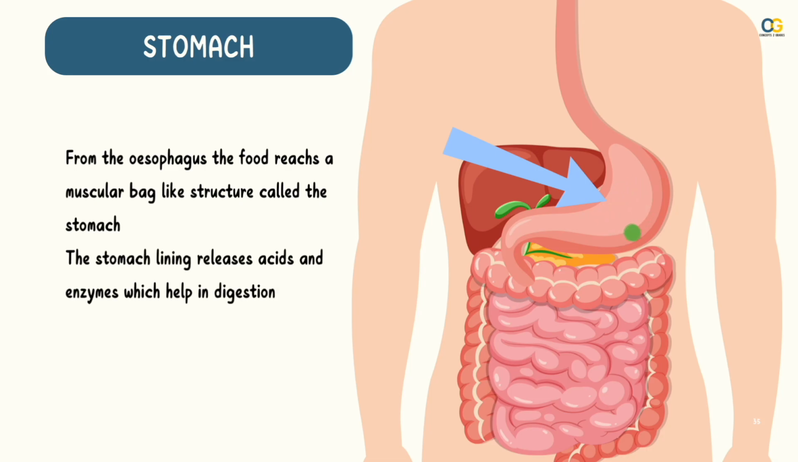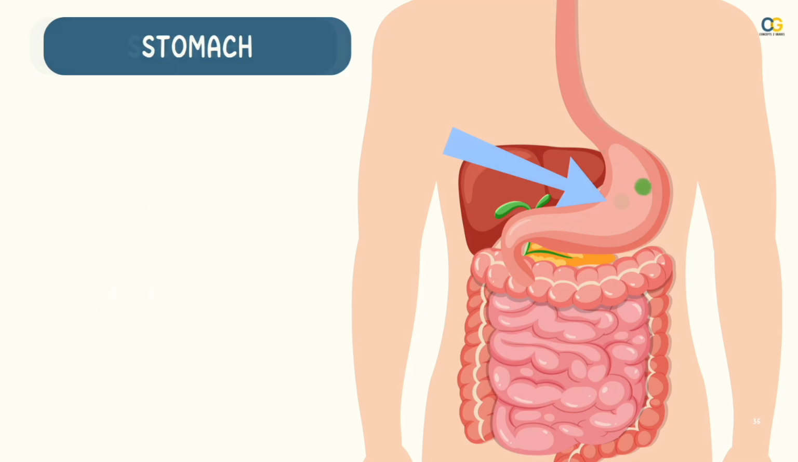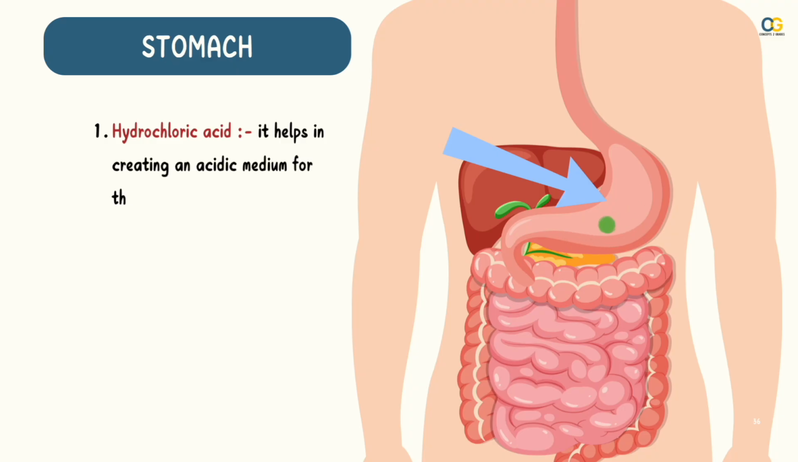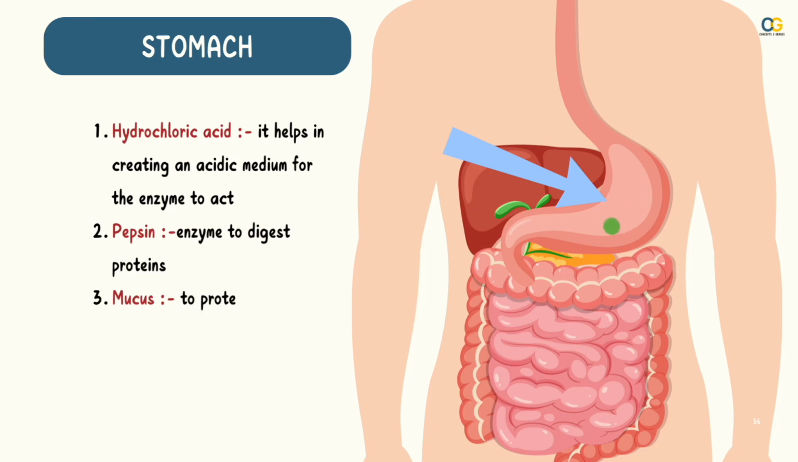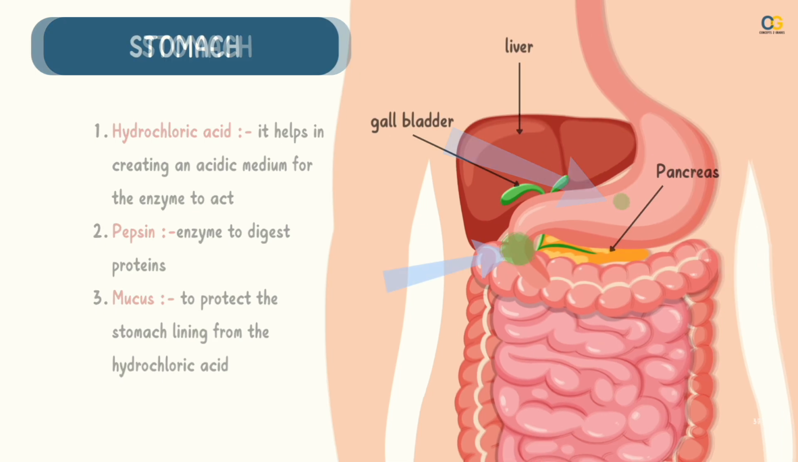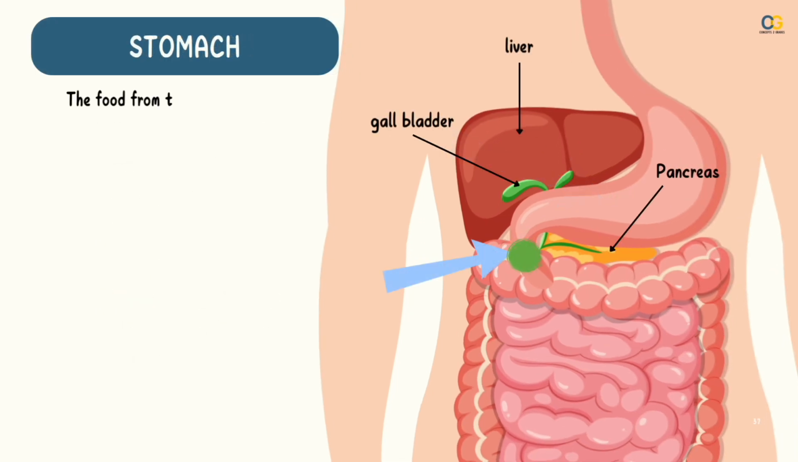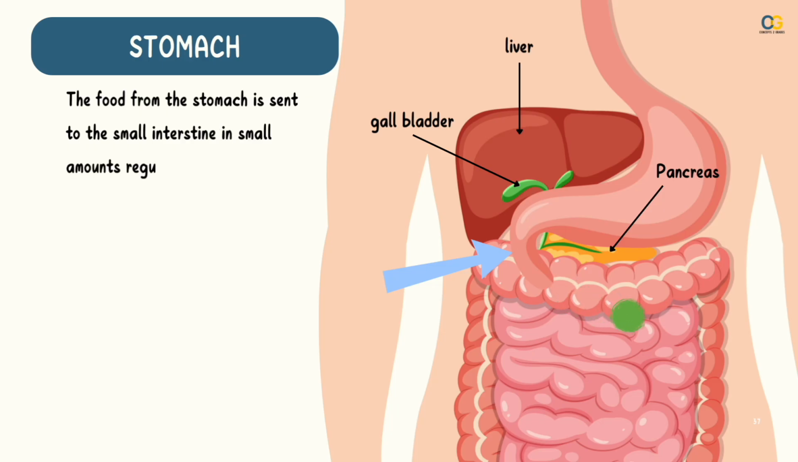Let us understand them closely. So, first it releases hydrochloric acid, which helps in creating an acidic medium for the enzyme to act. And the enzyme is pepsin, which helps in digestion of protein. And then we have mucus, which helps to protect the stomach lining from the hydrochloric acid. Now, the food from this stomach is sent to the small intestine in small amounts regulated by a sphincter.